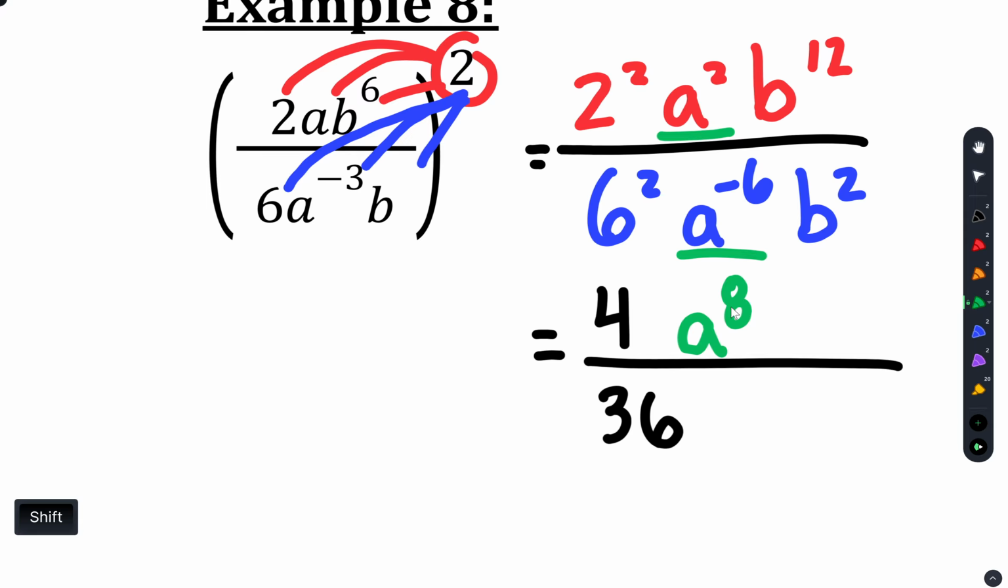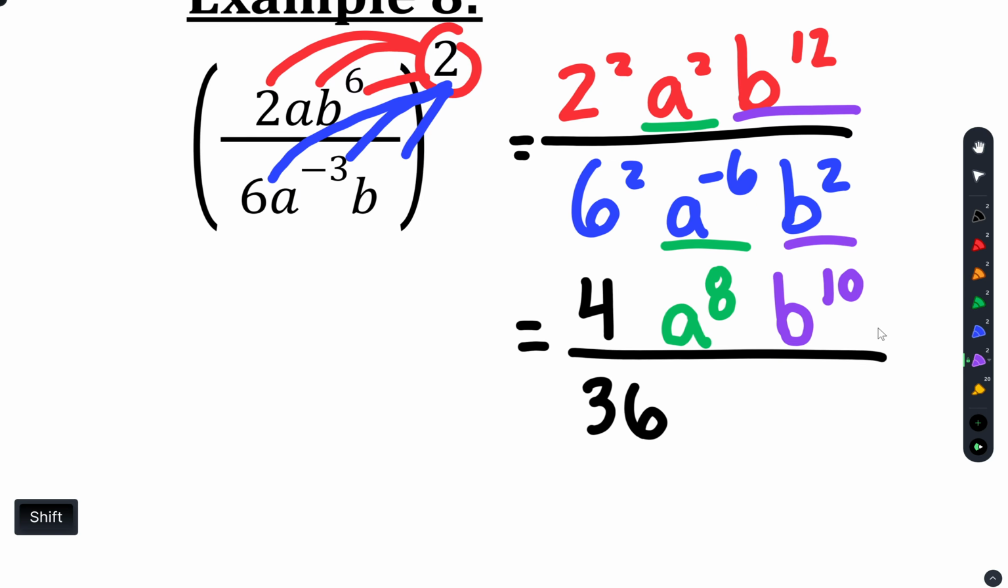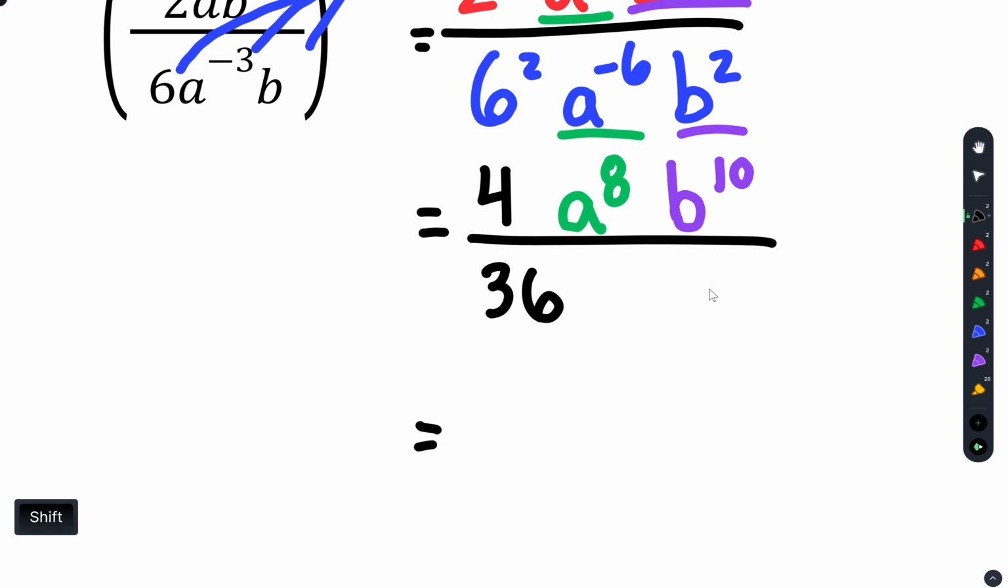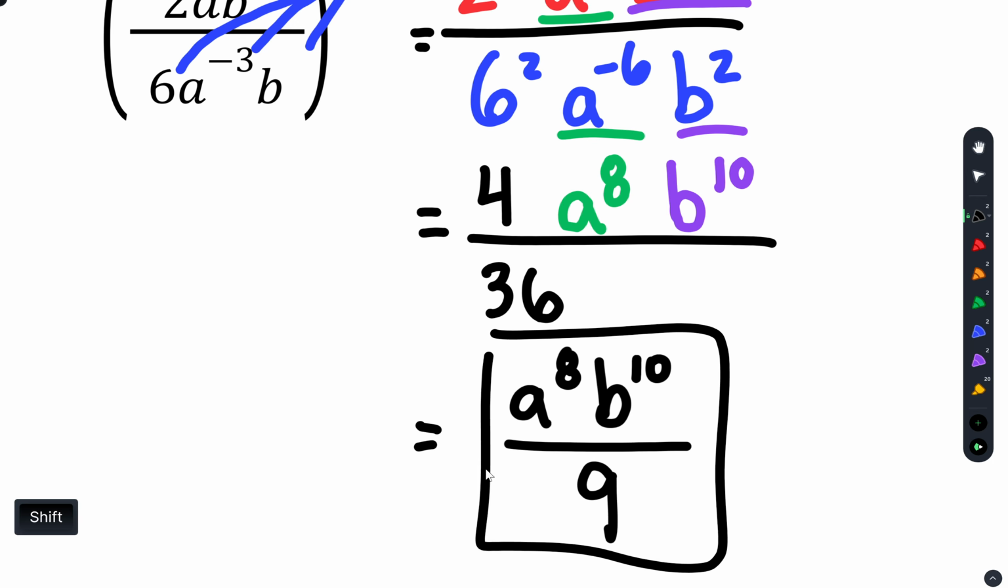And then B's, are those going to go on the top or the bottom? Also should go on the top. 12 is bigger than 2. 12 minus 2 is B to the 10th. I can simplify one more step. 4 over 36 is the same as 1 over 9. Anytime I have a 1, I don't need to rewrite that, so I can just have this as A to the 8th, B to the 10th, over 9.